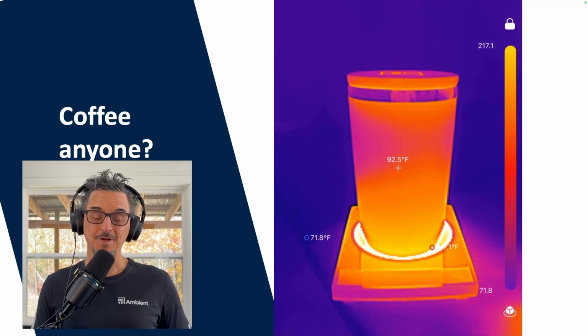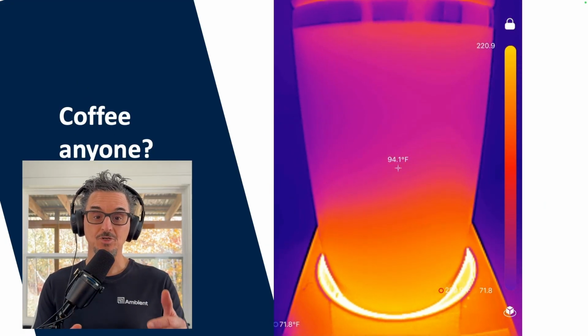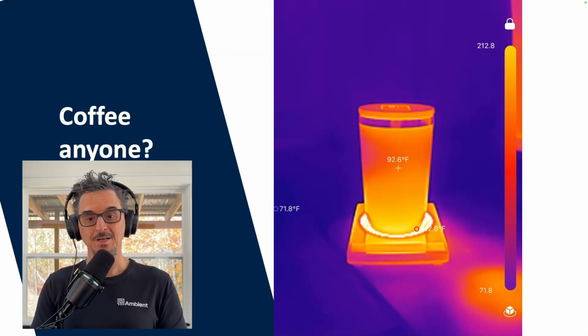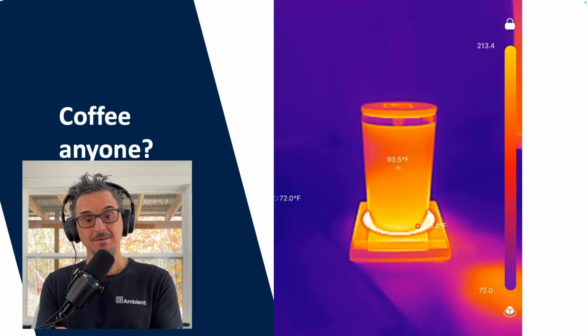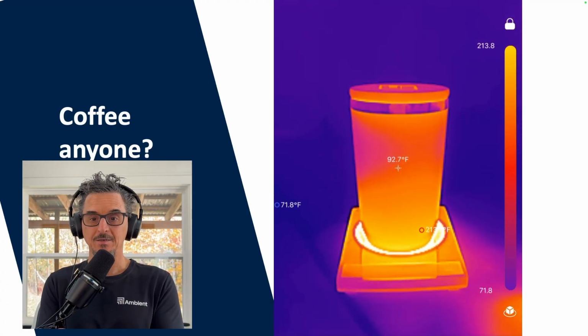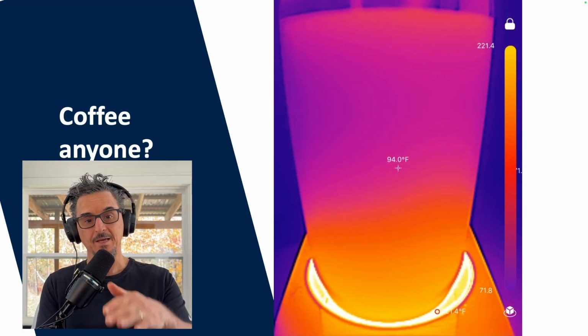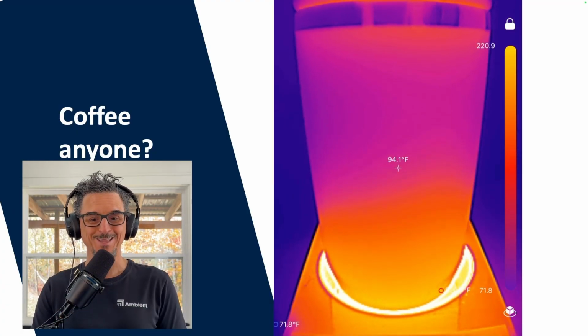All right, so speaking of coffee mugs, this is a great example showing the difference between sensible heat and latent heat. So what you're seeing here is a lot of sensible heat. The hot plate that it's sitting on is very hot, and then the cup itself is hot. It does have a lid on it. Let's see what happens when we take that lid off.